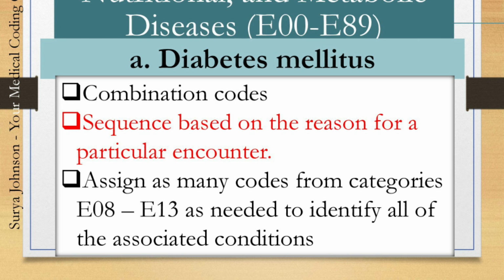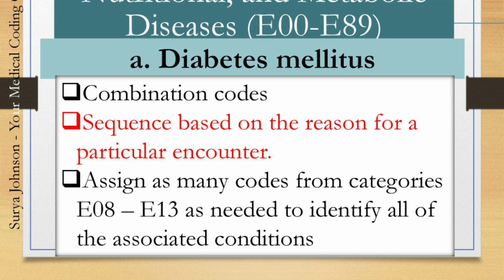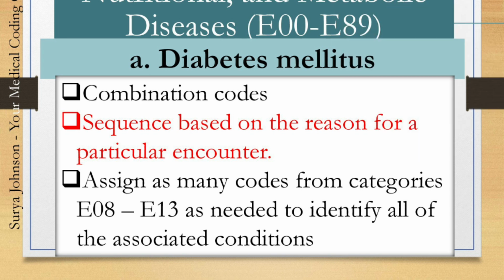So a pro tip here is, even though each chapter has some specific guidelines, if you follow the general coding guidelines religiously, if you study and understand all those general coding guidelines, that is enough to become a good ICD-10-CM coder. So you can assign as many codes from the category E08 to E13 as needed to identify all of the associated conditions. That is what we saw in this diabetes mellitus introduction.